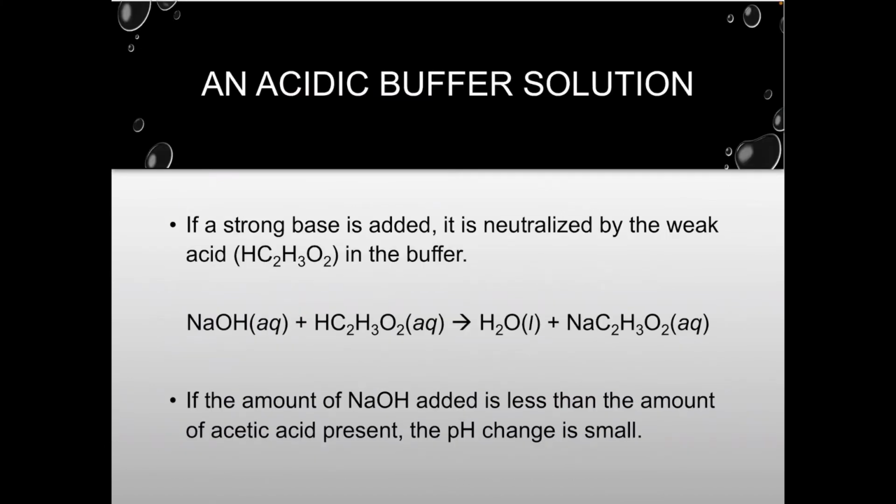So if a strong base is added, like we were just talking about, it's going to be neutralized by the weak acid that's in the buffer. So if we have acetic acid and we add some sodium hydroxide, then they will react, they will produce water and some sodium acetate. So again, we're going to have weak acid and conjugate base, which means we'll have a buffer. So as long as we are only adding a very small amount of sodium hydroxide, we're still going to have both of these two things in solution, so our pH is not going to change all that much.